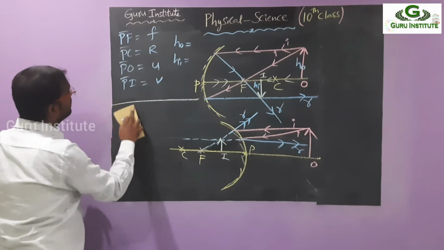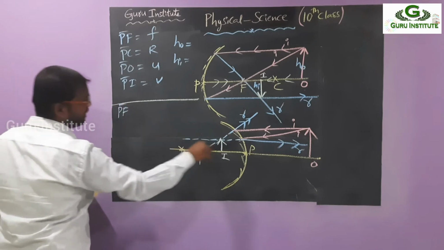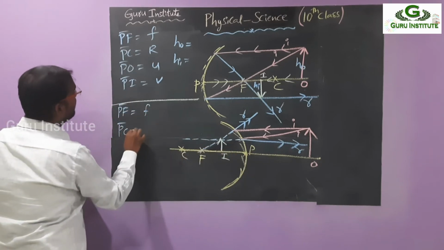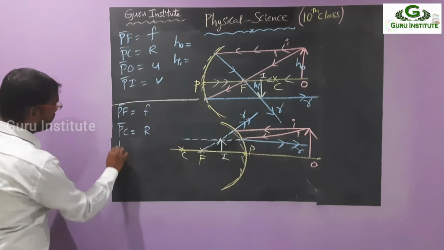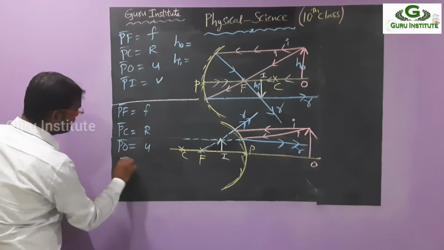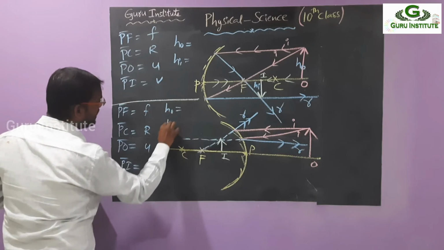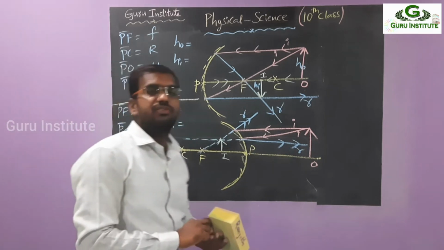Before going to that, as you heard: PF, not FP, that is f, and PC, that is R. Next one, what is the order? PO, then PI, then h0, that is object height, and hi, image height. So we have to apply the sign convention for this.